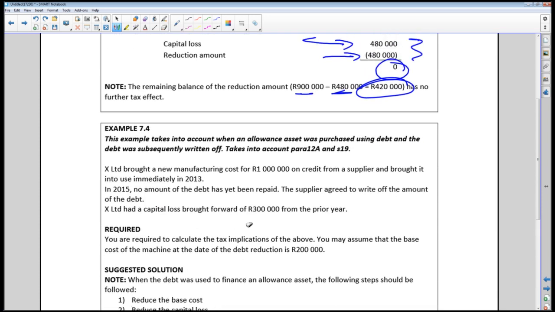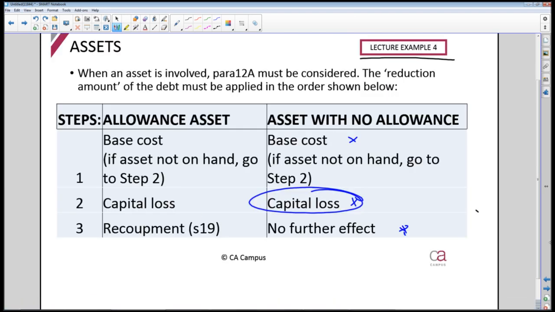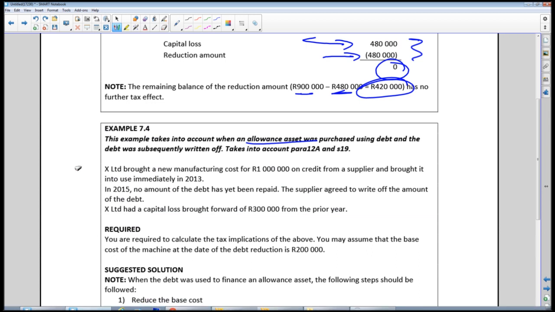Example 7.4 will now show us an allowance asset. So I'm just going to take you back. Remember what we do with an allowance asset. We reduce base cost, then we reduce the capital loss, and if anything is left, we will do the recoupment.